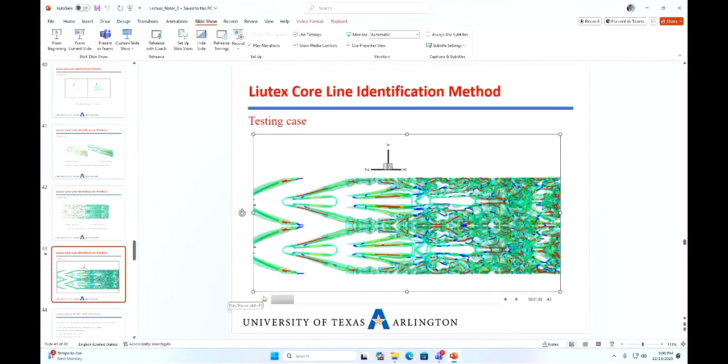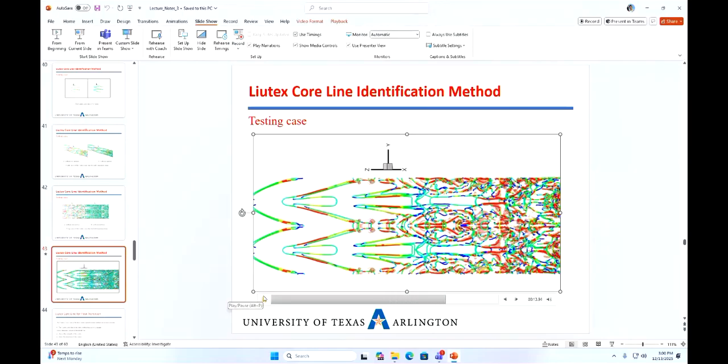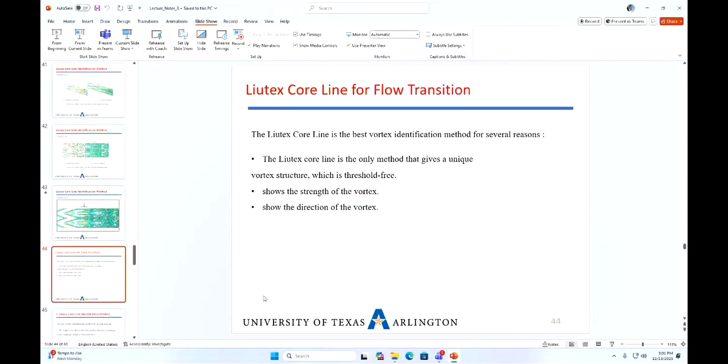So you see that, yeah. This is the core line. This could be the real vortex structure. So the core line is the only one. Also, it can show the strength of the vortex and the direction of the vortex.